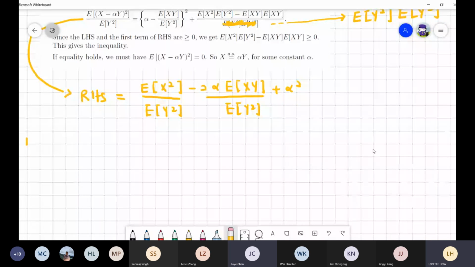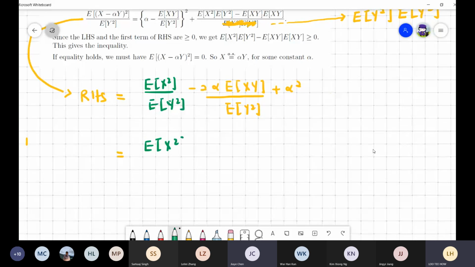And next, I just need to rephrase this. So just look at the first two terms. Okay, maybe I just switch the color so that you can see the patterns. I'm using a green color. So E of X squared over E of Y squared here. Next thing, so this will be equal to, the green color terms remain the same, E of X squared, E of Y squared.